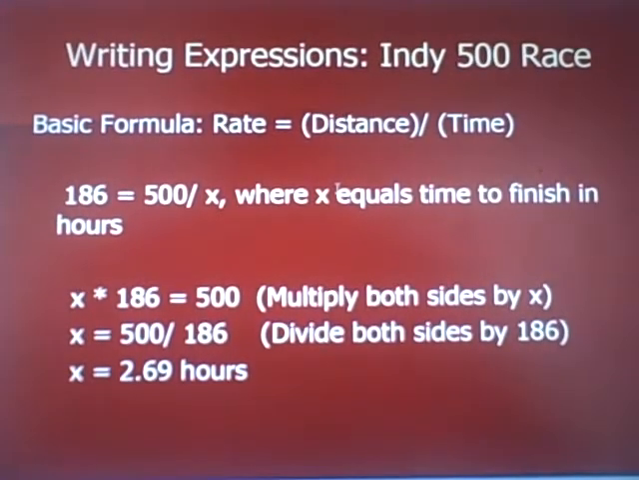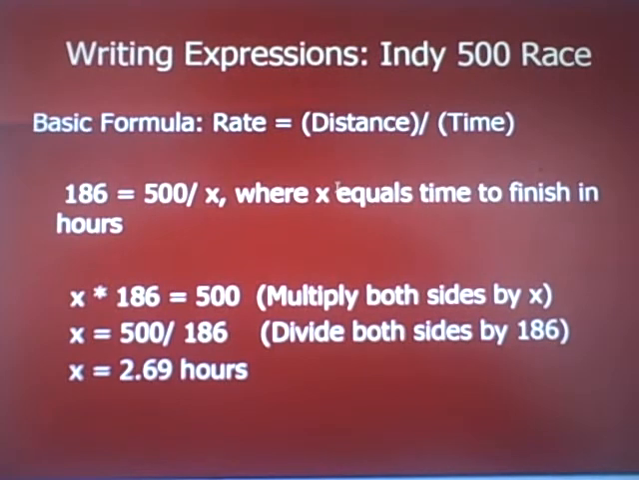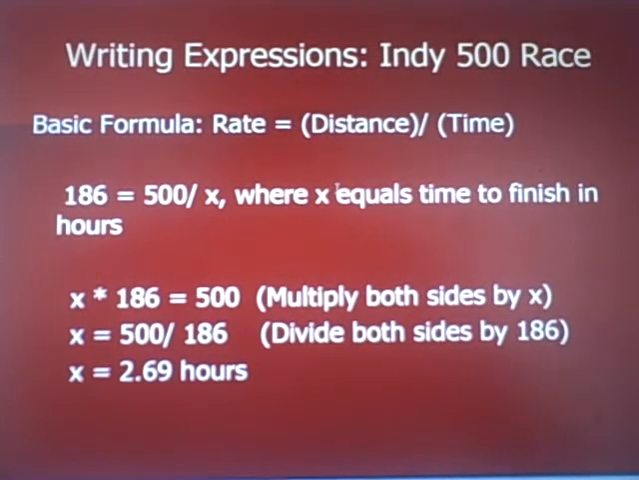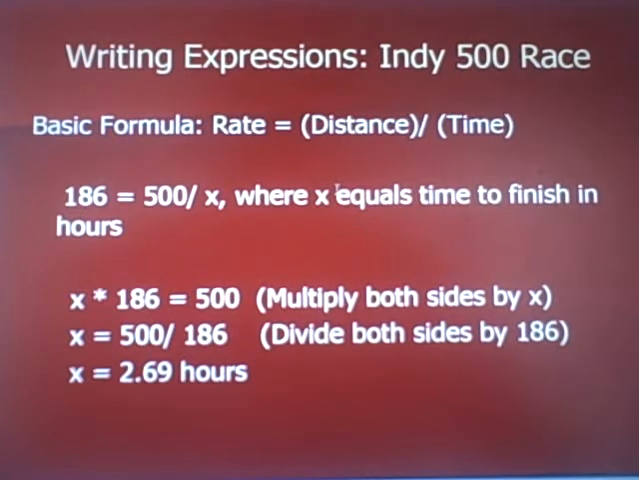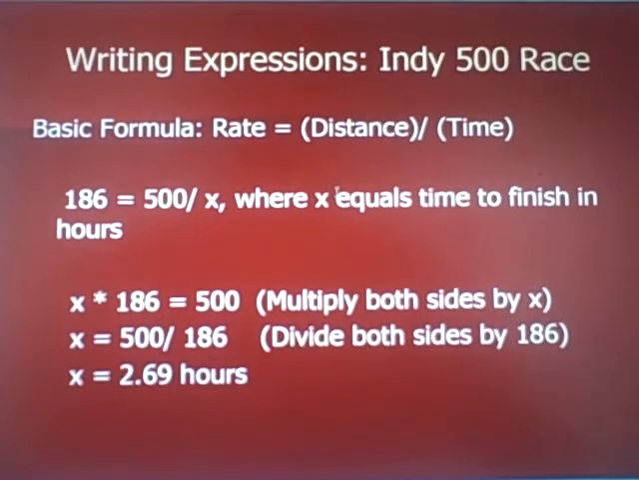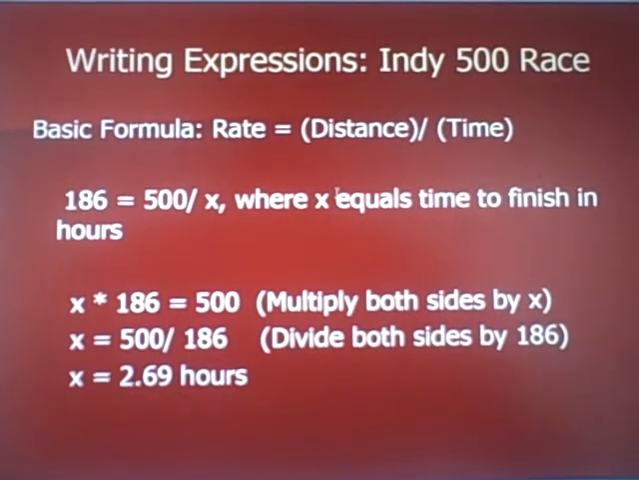And again, we are writing an expression, and the basic formula for rate is rate equals the distance you've traveled in the numerator divided by time in the denominator. In this case, 186 miles per hour, our rate, equals 500, the distance, divided by x, the time, which is what we're trying to figure out. Specifically, x equals the time to finish the race in hours.